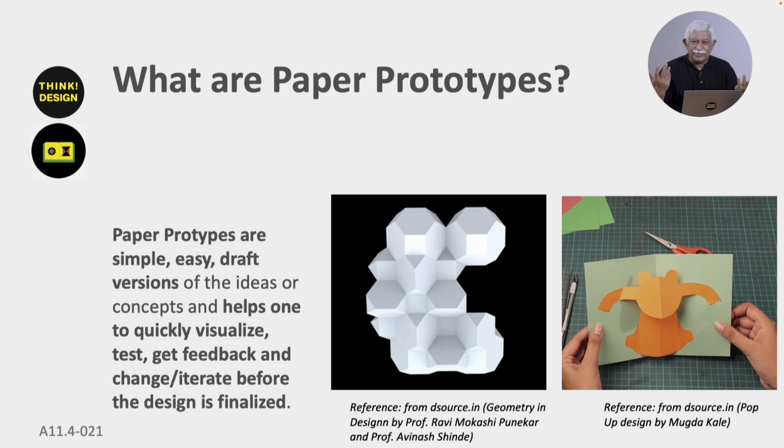Paper prototypes are simple, easy, draft versions that give an idea of what your concept is, and it's very quick to visualize. You can get feedback, you can see how it looks, you can change it, and you can iterate on it. So paper prototypes are a very simple way to do it. Even for an interface you can do the different screens one after another, keep them in order, take them out one by one and show them to the user and get feedback. You can use sticky notes as paper prototypes to show a sequence.